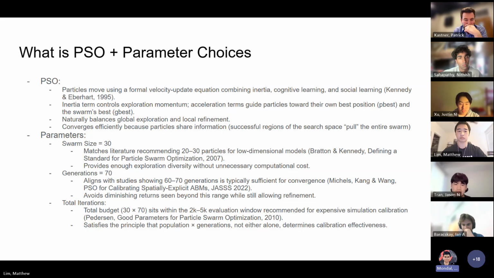Because there are parameters, we had to figure out which ones are optimal. So we did a literature review, and from there we came to the swarm size being 30 and the generations being 70. I provided some citations in this slideshow that justified the reasoning behind why we picked these parameters. So the implementation is there, but we're running into issues with a lack of loss going down when it comes to calibration, which I've been currently investigating. But yeah, that's the calibration portion.